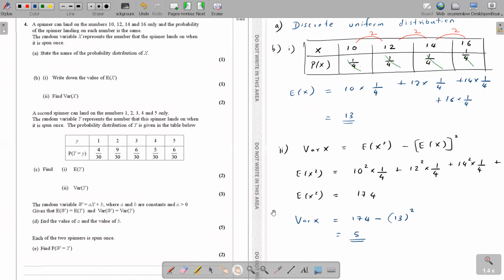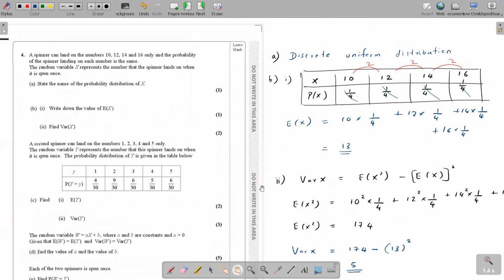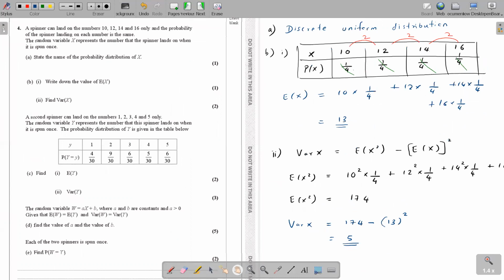And then the next one, part C. Okay, so this is the first spinner. Remember the first spinner had the numbers 10, 12, 14, 16, and it is a fair spinner, because every number has the same chance of occurring. Now we are going to go to the game.